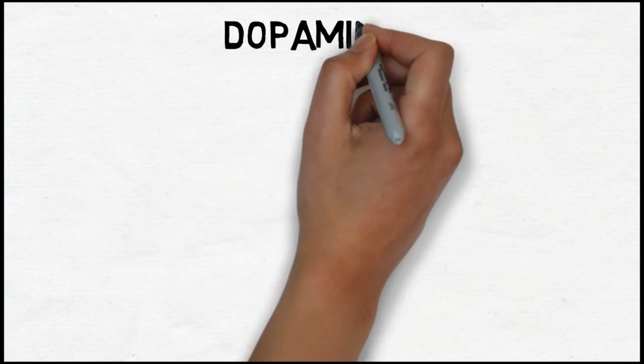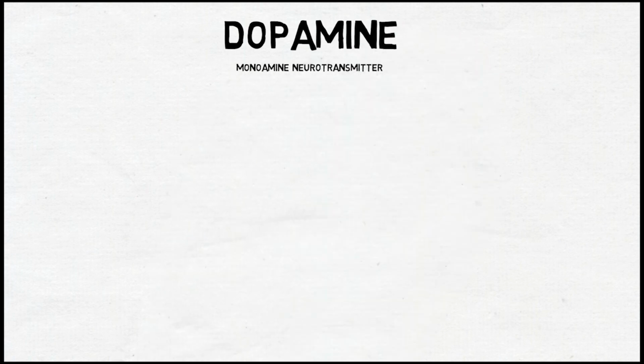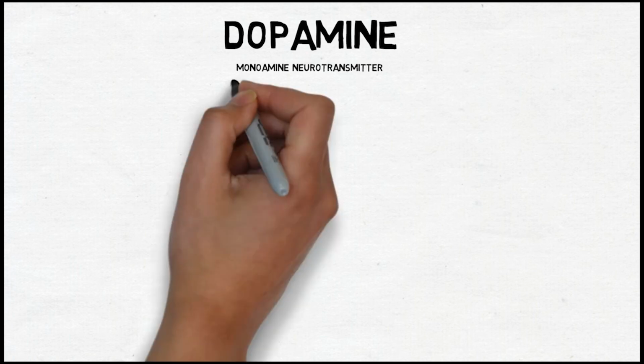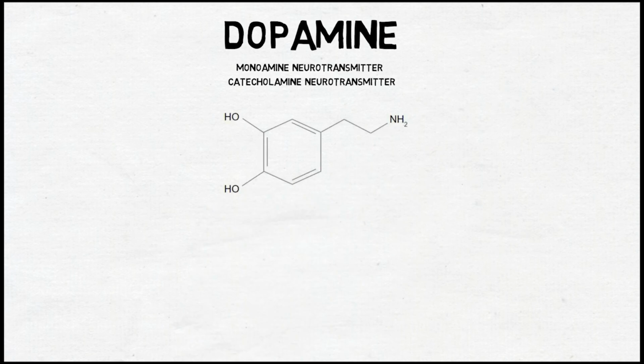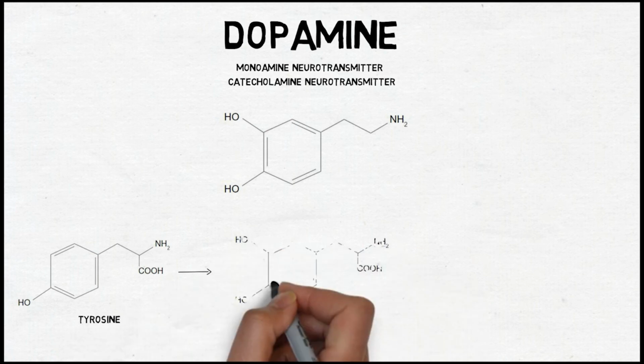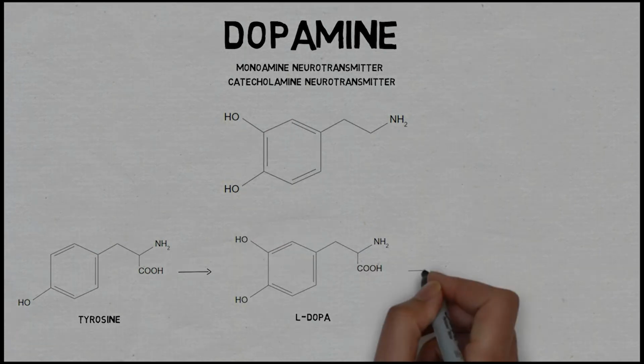Dopamine is a monoamine neurotransmitter, a term that refers to its chemical structure and the fact that it is derived from an amino acid. Dopamine is also a catecholamine, a term that also refers to its chemical structure and the fact that it contains a catechol nucleus. To synthesize dopamine, the amino acid tyrosine is converted to L-DOPA. Then L-DOPA is decarboxylated to form dopamine.